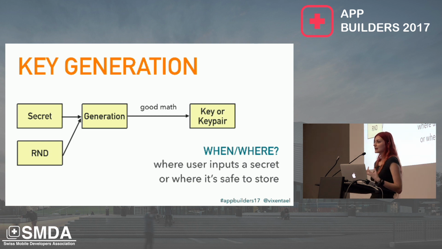But the idea is to generate the key as close as possible to its usage or storage. Why? Because if you start the application and begin with key generation for some function, and the user may or may not reach it after opening hundreds of screens and pressing some hidden button, this key becomes really vulnerable.